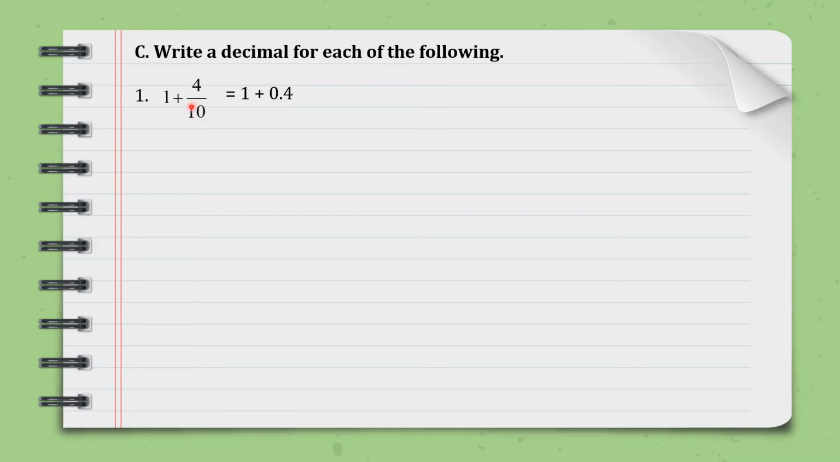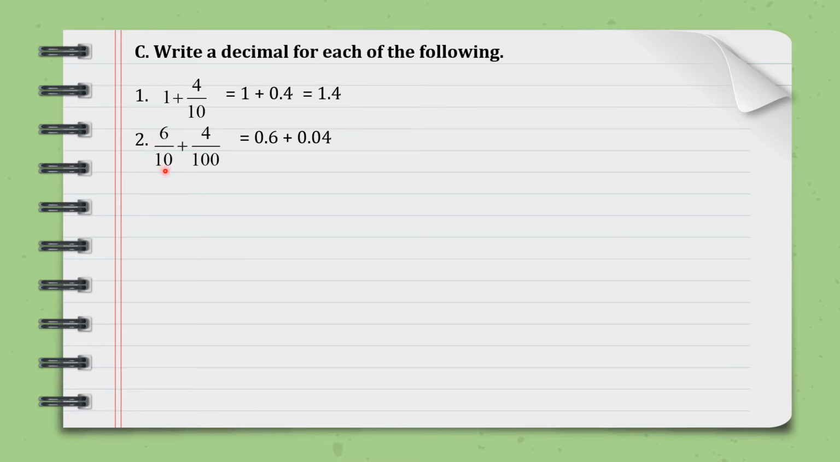If it has denominator 10, then the numerator will come on the tens place. If it has 100, then the numerator will come on the hundreds place. So here 1 plus 4 by 10 can be written as 1.4. Now next is 6 upon 10 plus 4 upon 100.